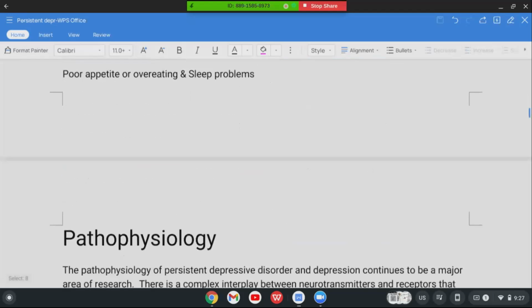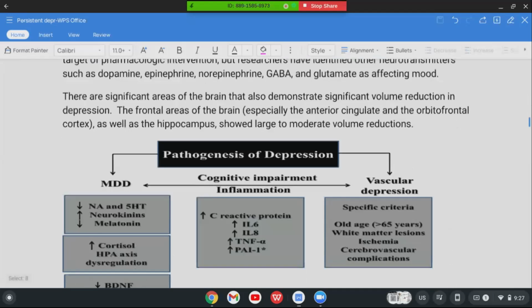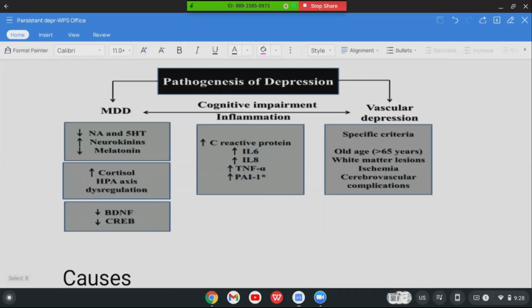So the pathogenesis of depression involves cognitive impairment and inflammation inside the brain parenchyma, and there is a vascular kind of depression. A vascular change will lead to depression. The specific criteria for vascular depression are old age, more than 65 years, white matter lesions, ischemia, and cerebrovascular complications. And inflammatory markers are also raised inside the brain, including C-reactive protein, interleukins, TNF alpha, and PAI-1.